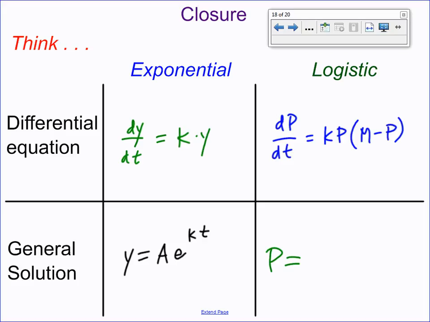It's on the next page in your activity. It says right at the top. General form is M over 1 plus A e to the opposite KM. Yes, that's our logistic model.